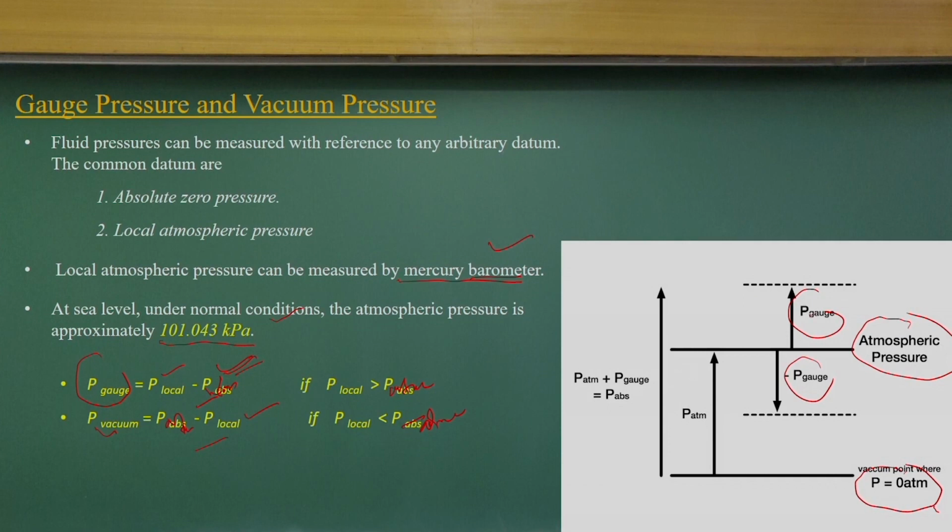If you need to compute the absolute pressure, it is very easy. You just use the gauge pressure or the vacuum pressure, that difference, and you add it to the atmospheric pressure to get the absolute pressure. There is nothing else, whether your datum is at the absolute level or at the atmospheric level.